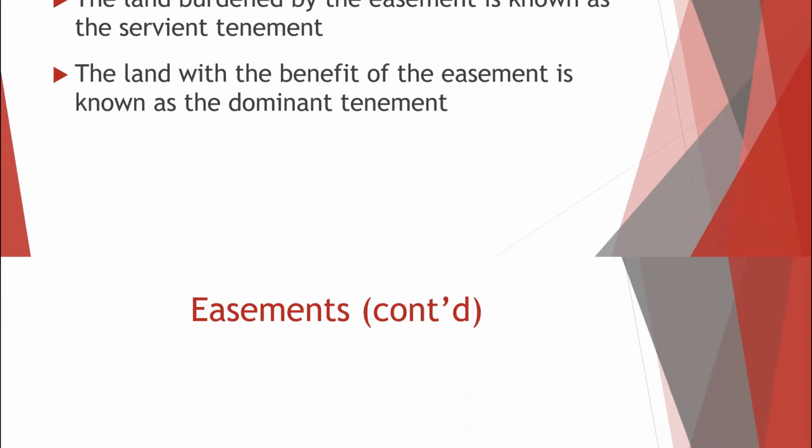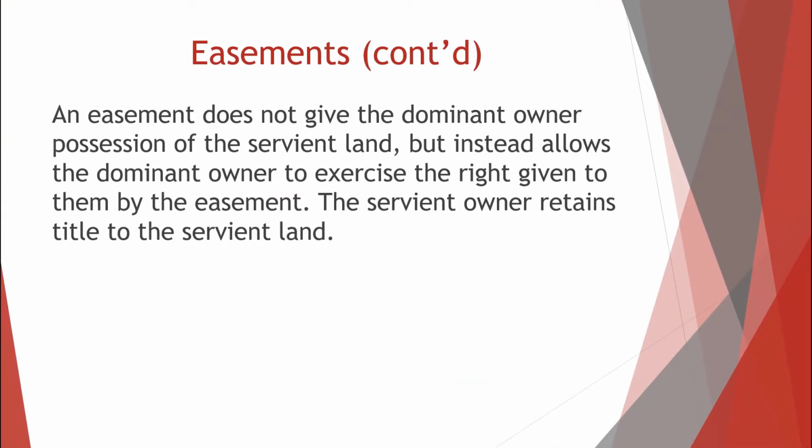An easement differs from a lease in that it does not give the dominant owner possession of the servient land, but instead allows the dominant owner to exercise the right given to them by the easement. The servient owner retains title to the servient land.